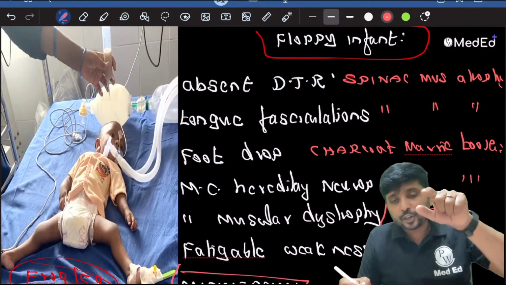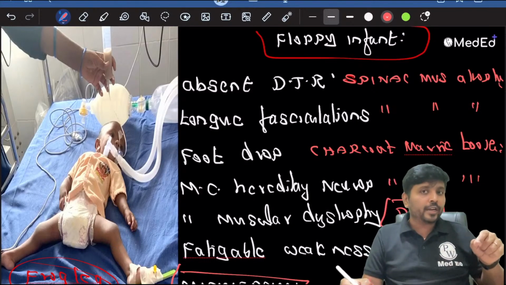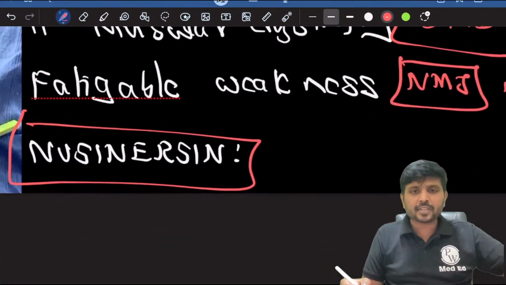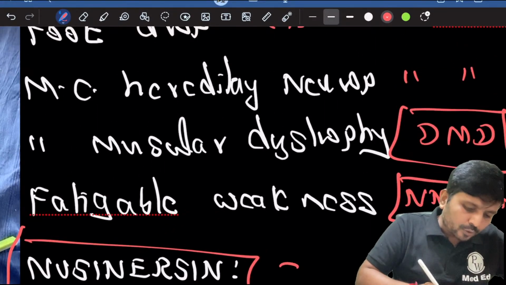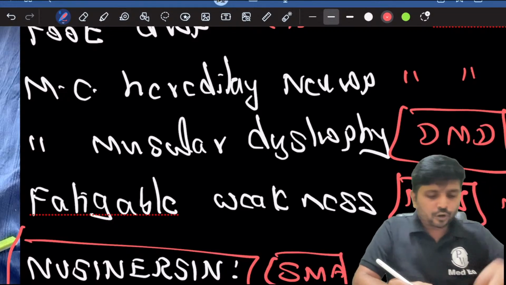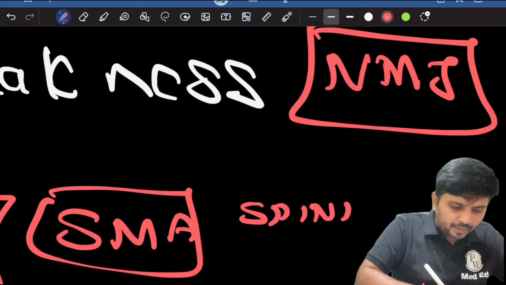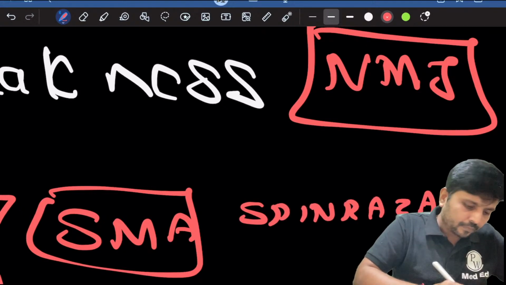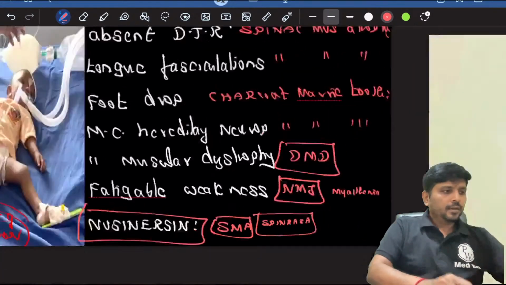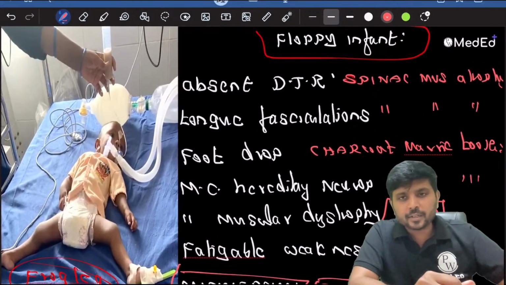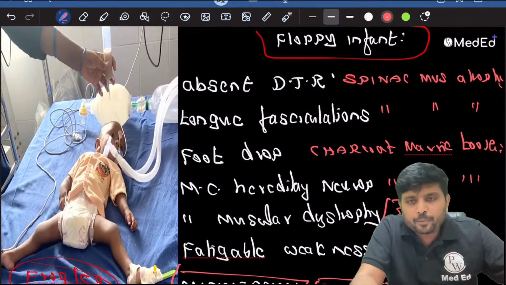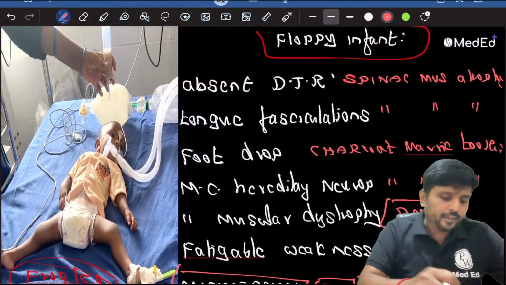What is this drug? Nusinersen. I taught you one new drug, ataluren, eteplirsen. In the same way, what is nusinersen? It is used in spinal muscular atrophy. Other name is Spinraza. So this is a basic approach to floppy infant.